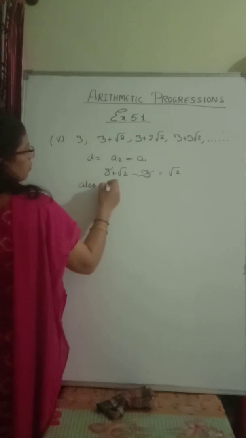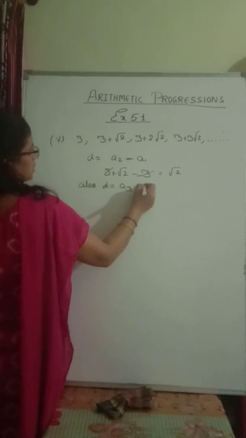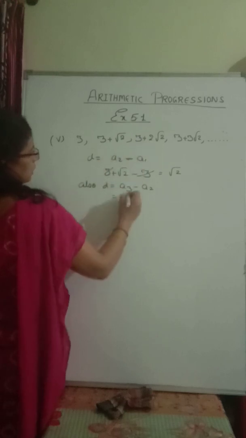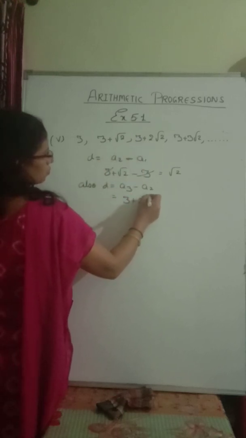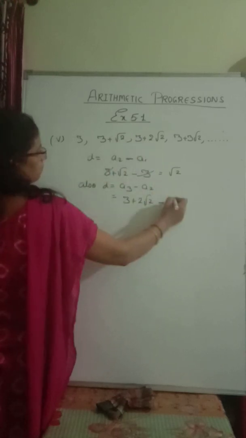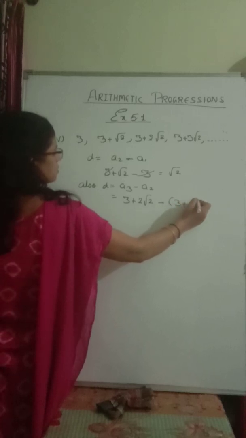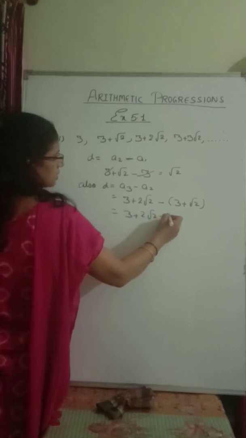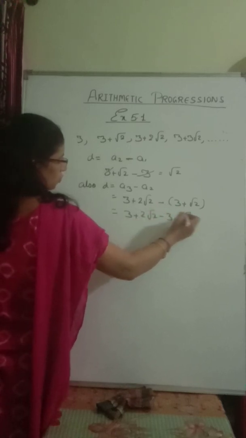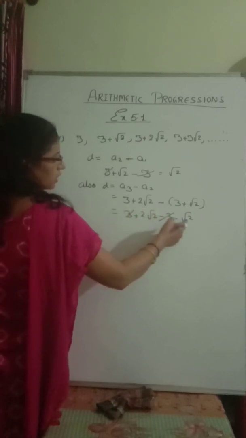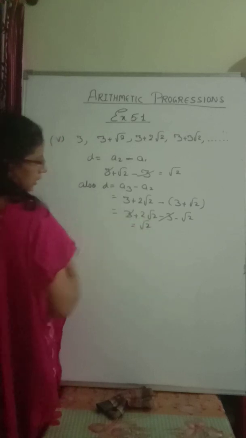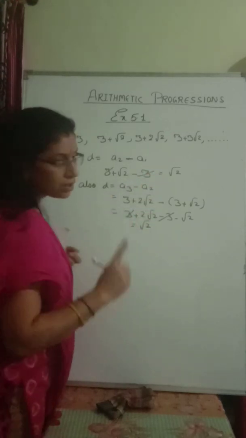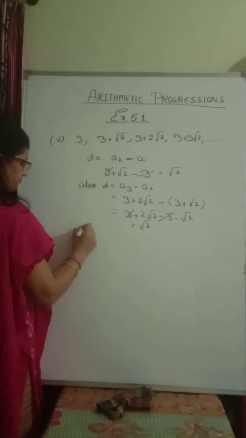Also the common difference is equal to A3 minus A2. So what is A3? 3 plus 2 root 2 minus A2. Write in brackets first: 3 plus 2 root 2 minus (3 plus root 2), minus minus. The 3 and 3 cancel, and 2 root 2 minus root 2 is root 2. So the common difference is the same, therefore it is in AP.